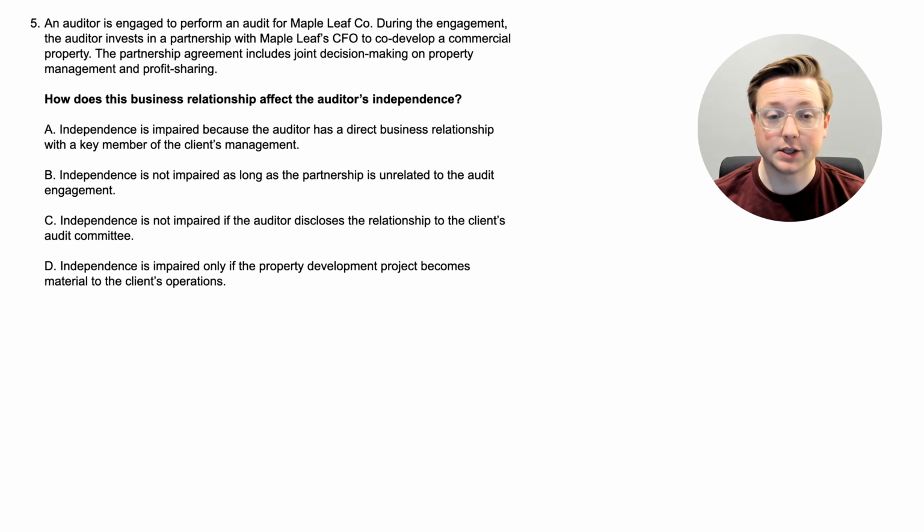All right, here we are at question 5. How does this business relationship affect the auditor's independence? Let's go up to the top. An auditor is engaged to perform an audit for Maple Leaf Co. During the engagement, the auditor invests in a partnership with Maple Leaf's CFO to co-develop a commercial property. The partnership agreement includes joint decision-making on property management and profit sharing. So again, how does this business relationship affect the auditor's independence?